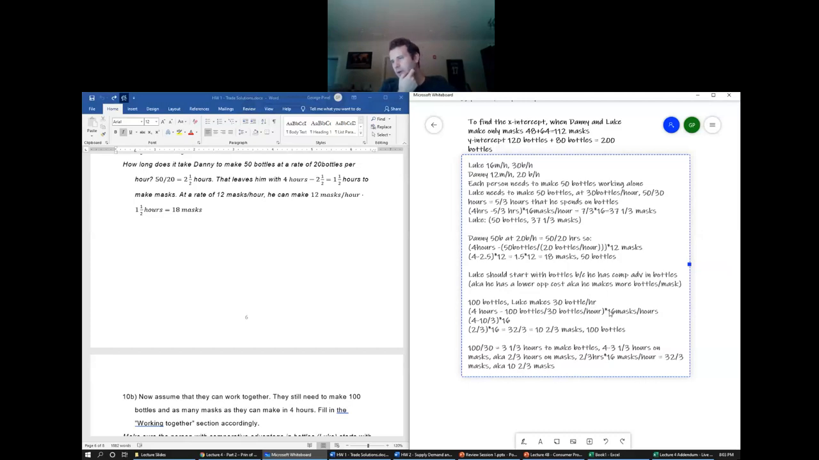Okay. That's the long way around it. If you got a negative number for the number of masks you make, that means he runs out of time and Danny also needs to help him make bottles. So if I said Luke needs to make 150 bottles, then what's in the parentheses will be -1. That means not only does Luke spend all of his time making bottles, but Danny also has to spend some time making bottles too.